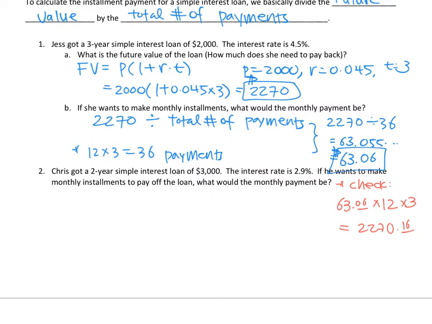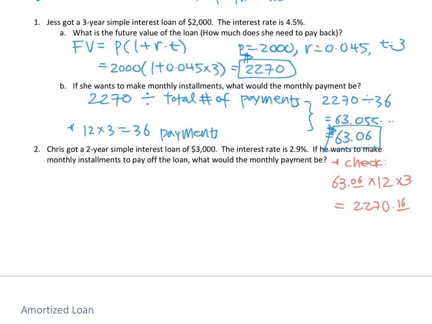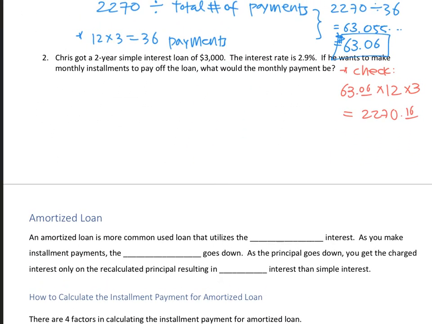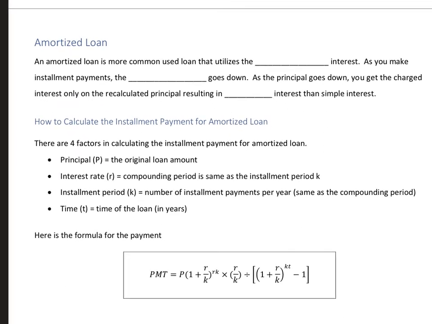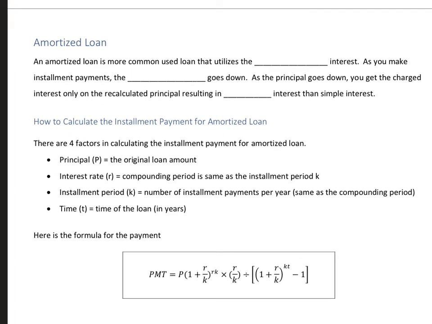All right. I'm gonna have you guys try number 2, and then once you're done with number 2, we'll get to the next one. All right. So after you're done with number 2, we're gonna get to amortized loan.